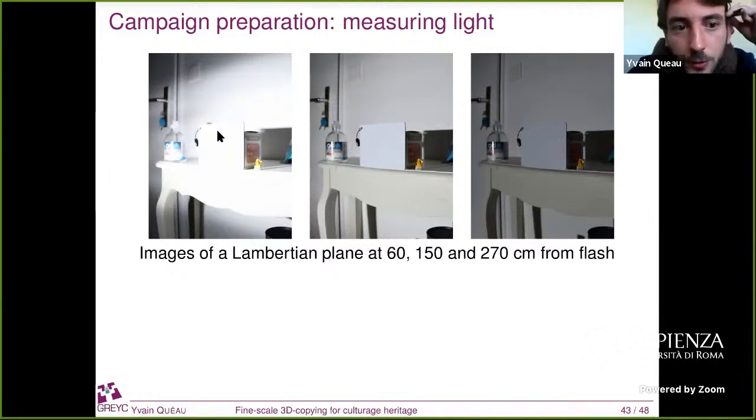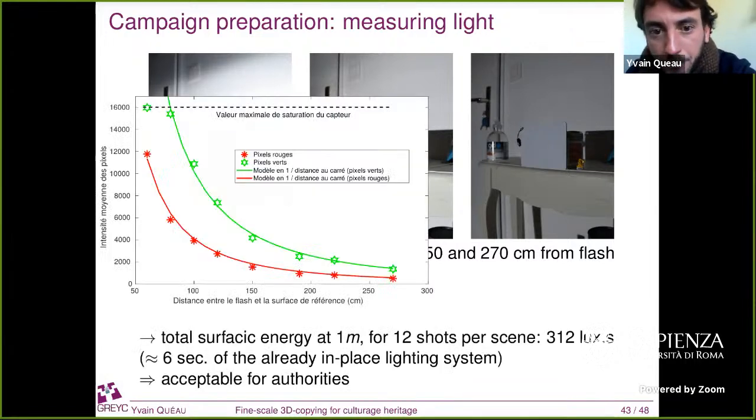And then we did some tests varying the distance to the scene. Here is some Lambertian surface at close distance from the flash and longer distance. You can see there is some light attenuation as the flash goes further and further. What is well known is that this attenuation follows the inverse-square intensity falloff. Here the curves show you the intensity in the red and in the green channel as a function of the distance between the flash and the surface.